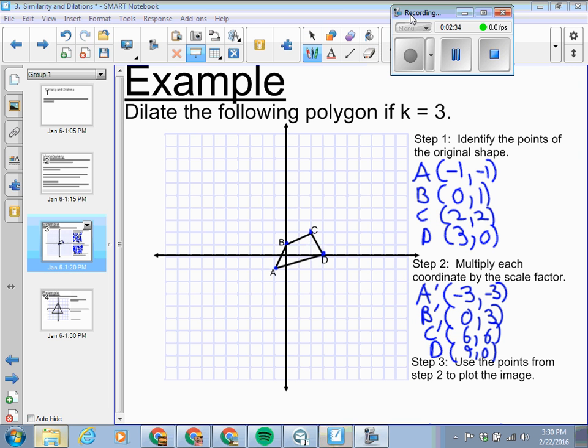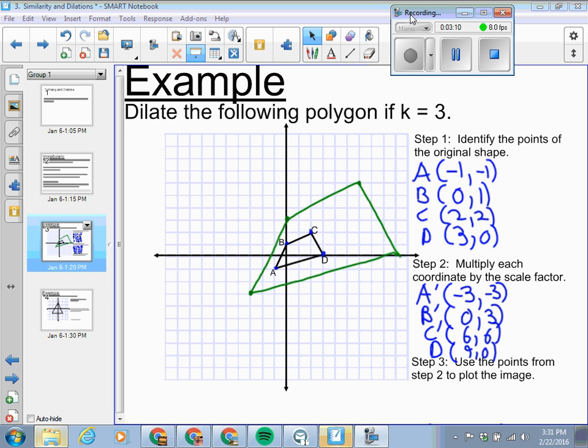So A, we have negative 3, negative 3, so 1, 2, 3, 1, 2, 3, right there. Then B is 0, 3, right there. C is going to be 6, 6, 1, 2, 3, 4, 5, 6, 1, 2, 3, 4, 5, 6. And then D is 9, 0. And without a ruler, which you guys always should use, but I'm not going to, I'm going to connect these points, which are pretty darn straight for not using a ruler. So there is our dilation.